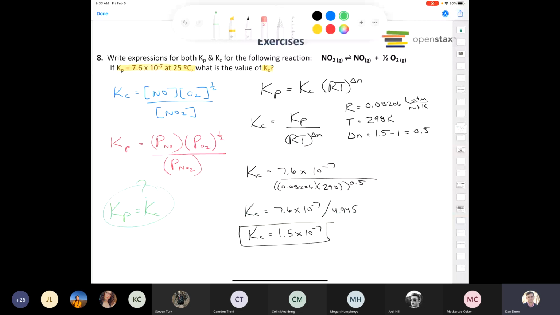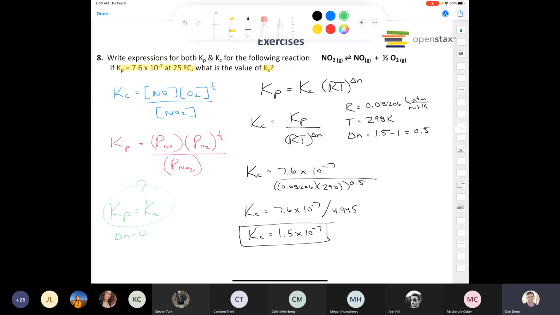I see that you're all putting the answer in here. Some people got it. Yeah, it's when delta n is equal to 0. So when delta n is equal to 0, then Kp is going to be equal to Kc, okay? There's no change in the number of moles.